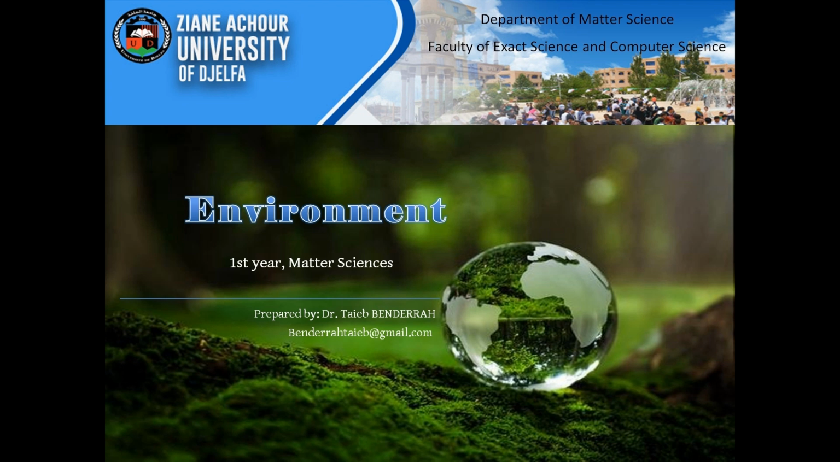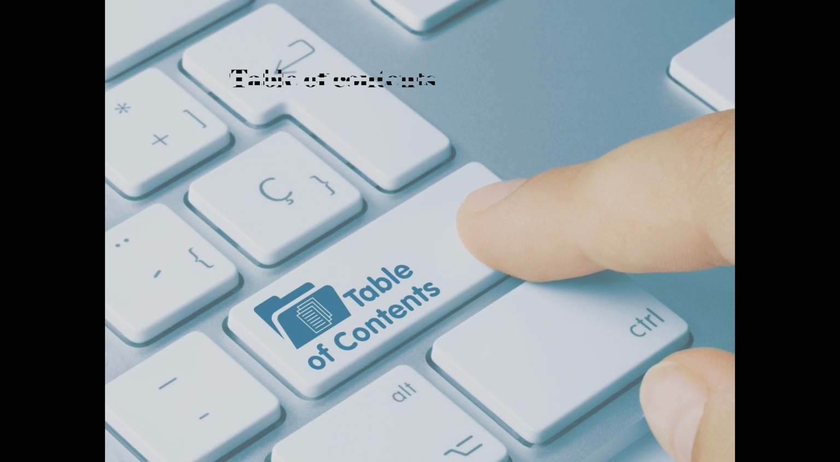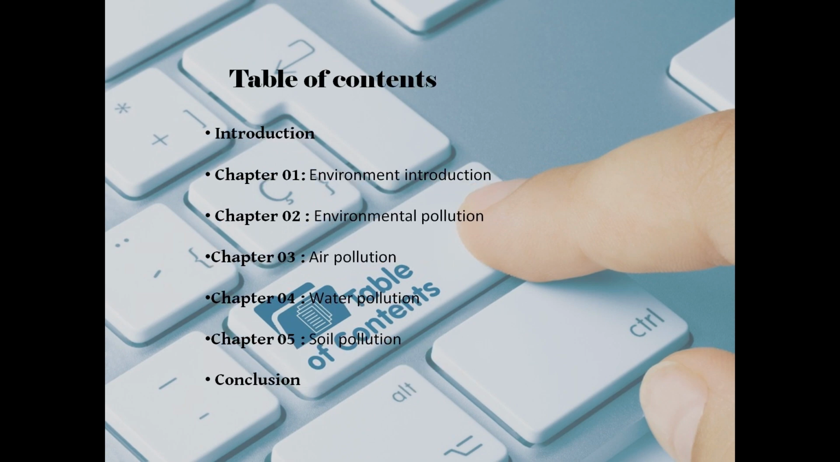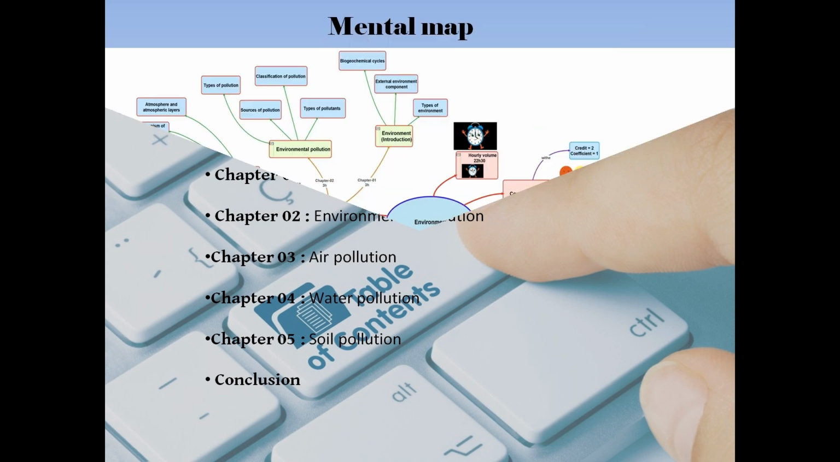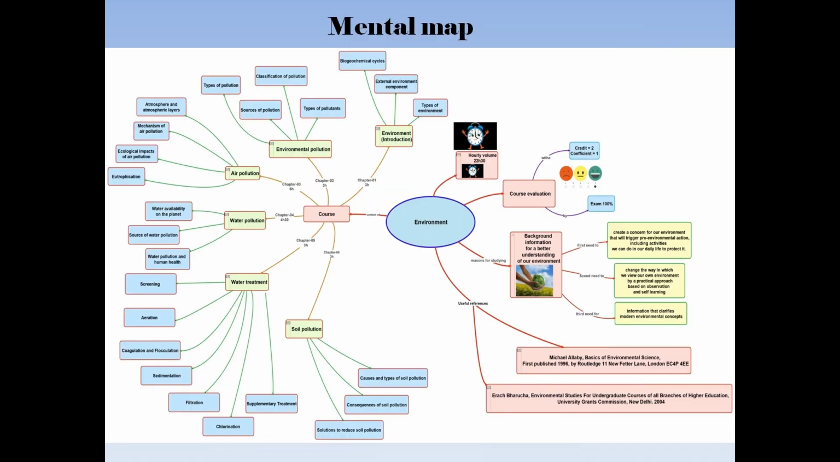We present to you the contents of the Environment course. This course contains Introduction, Chapter 1, Environment Introduction, Chapter 2, Environmental Pollution, Chapter 3, Air Pollution, Chapter 4, Water Pollution, Chapter 5, Soil Pollution, and Conclusion. This is a mental map which contains all the information you need about this course.